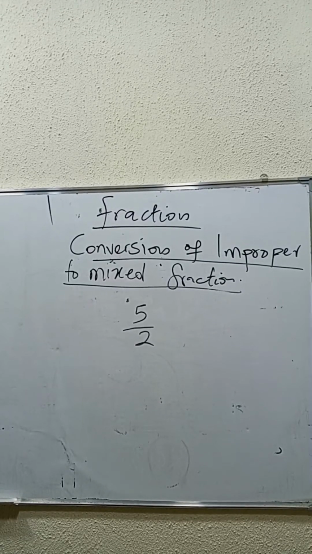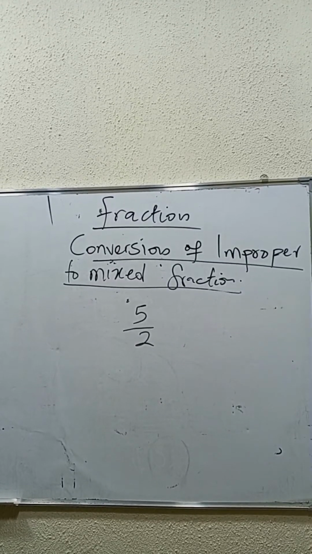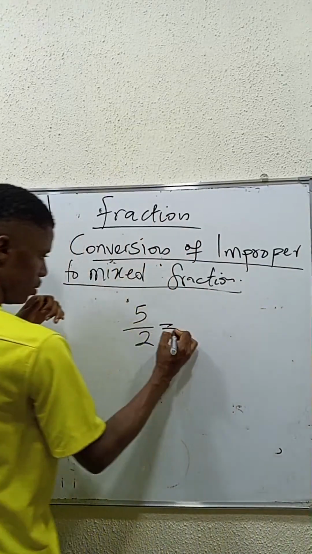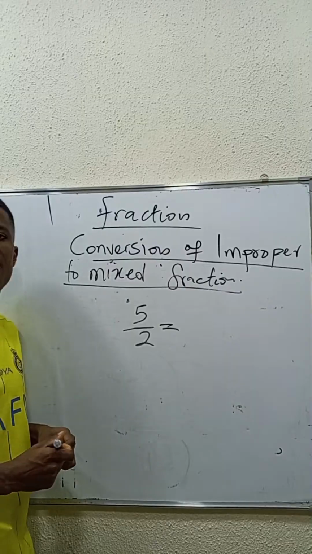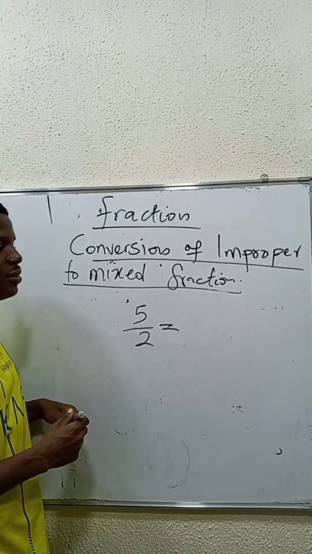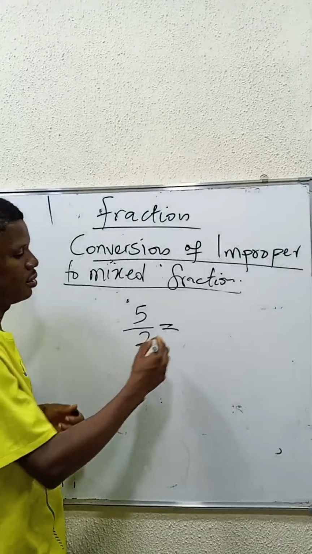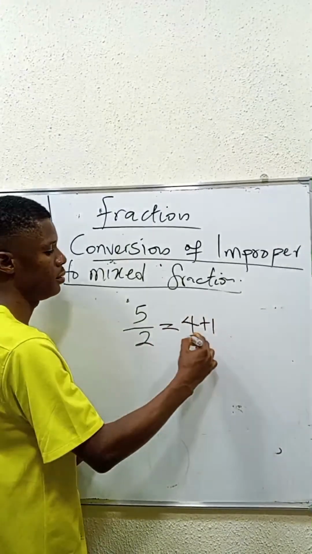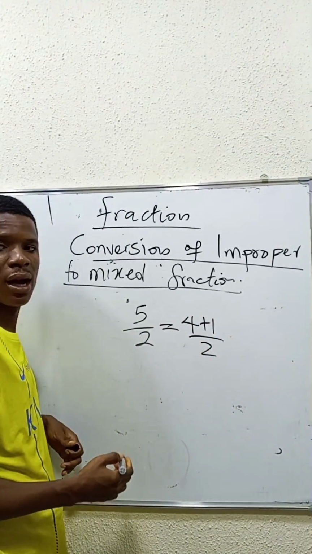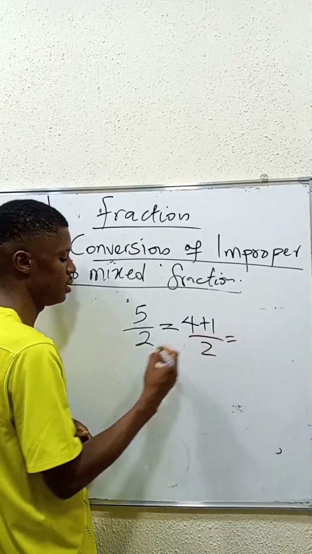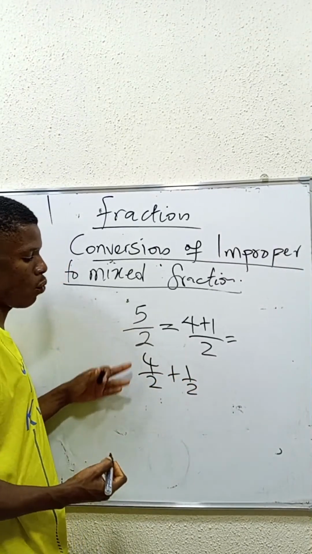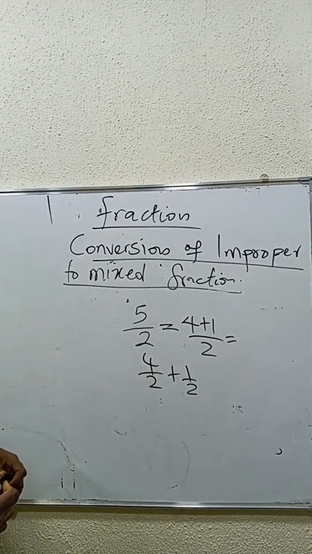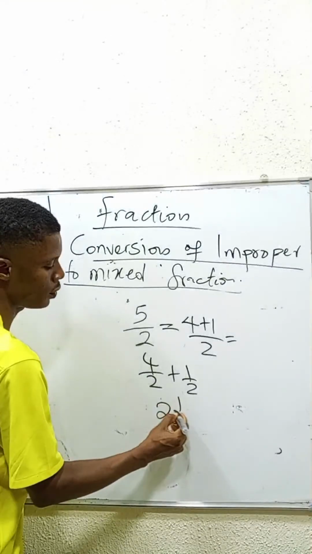Okay, when you have 5 over 2, you check what's the closest number it will divide. The closest number it will divide is simple, which is 4. You have it as 4 plus 1 over 2. Okay? And 4 plus 1 is basically, you can have it as 4 over 2 plus 1 over 2. And when 4 is divided by 2, you've got 2 wholes 1 over 2.